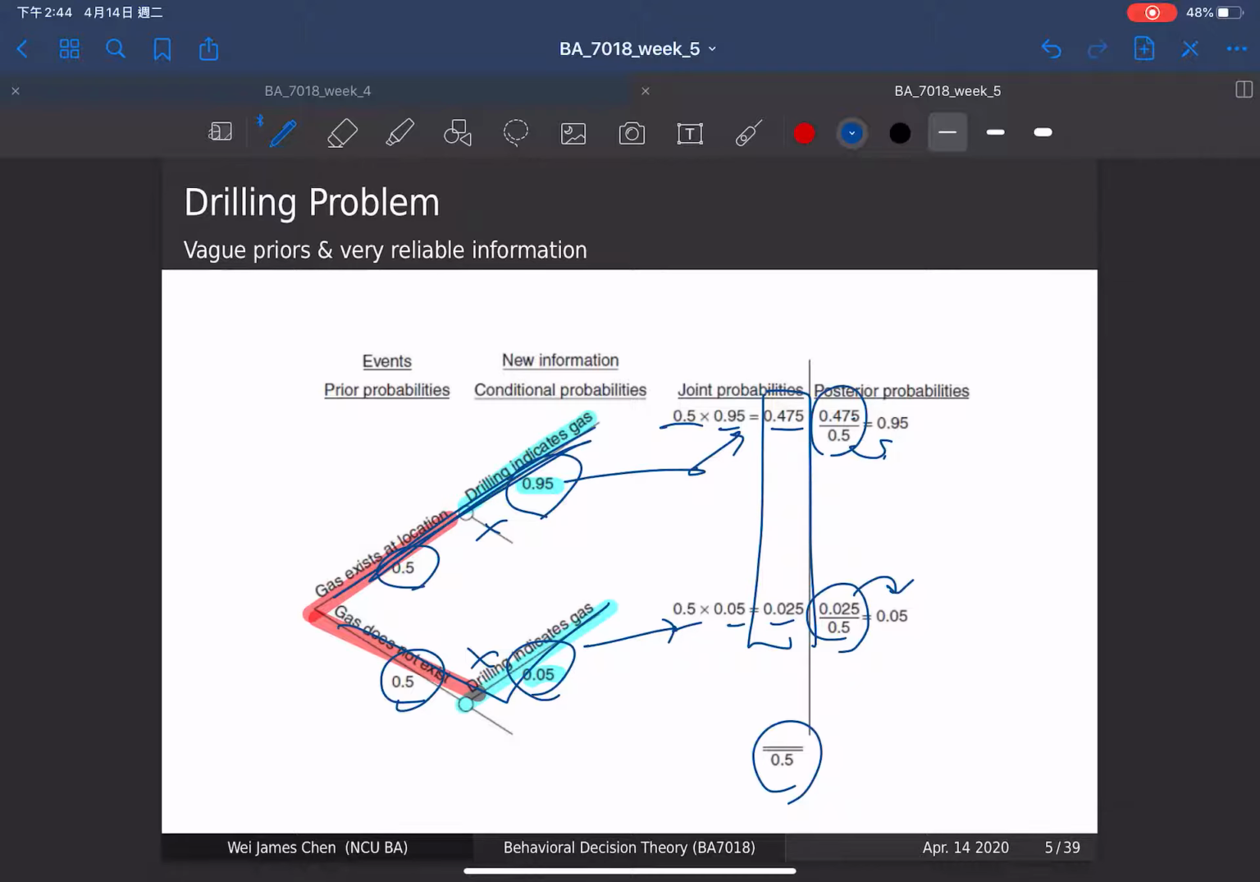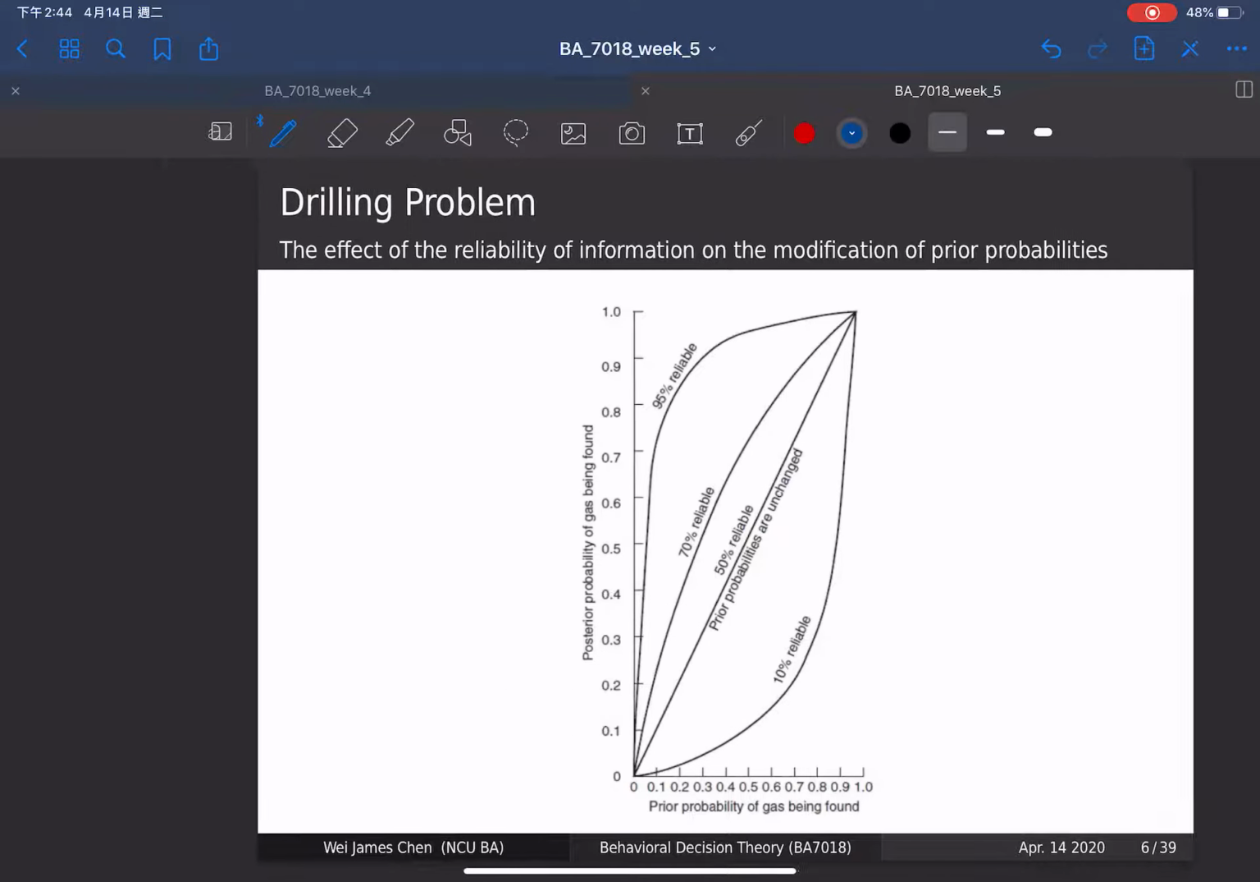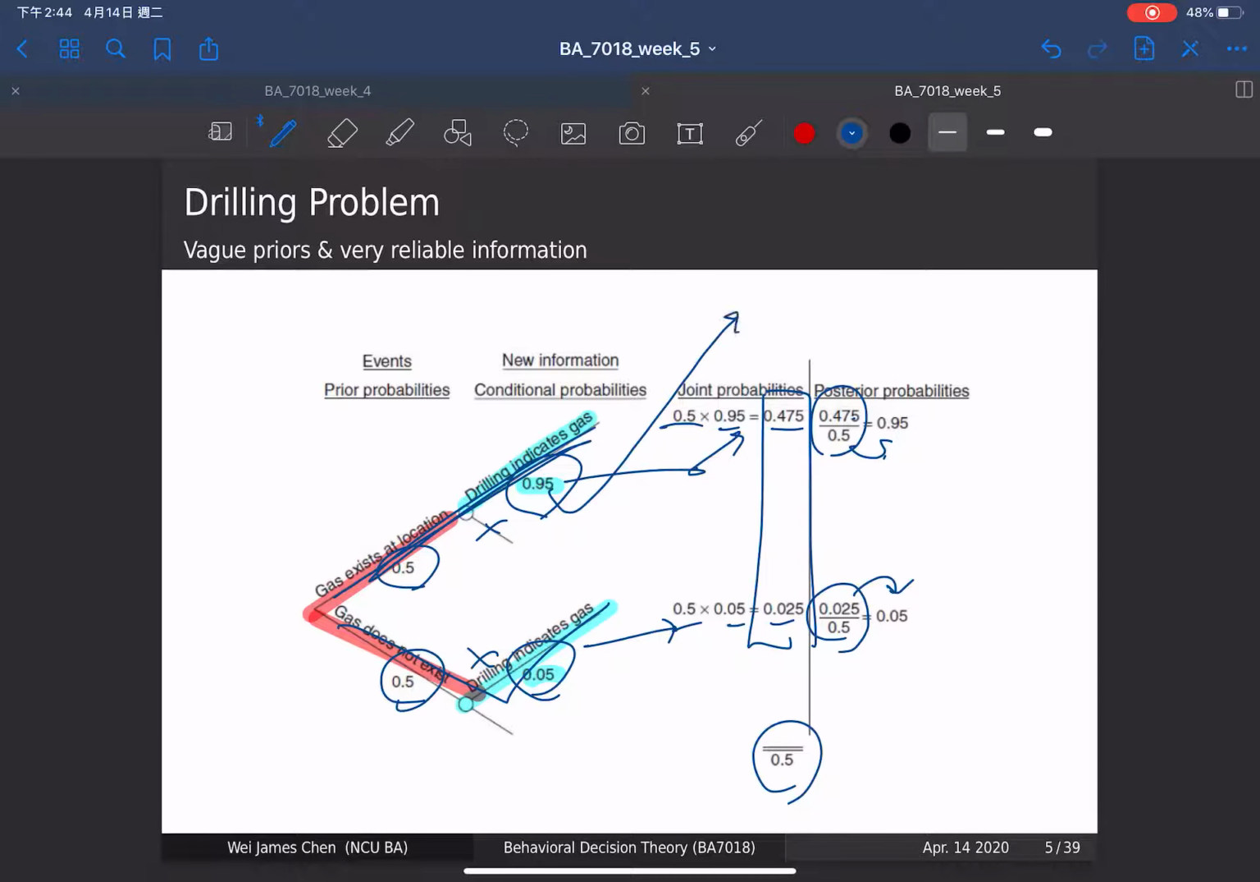Are we clear? Okay. So we call this 95% the reliability. We want this reliability to be as high as possible, right? By the way, this is actually a symmetric problem. So a reliability of 100% is actually equal to a test of reliability of 0%. Why?